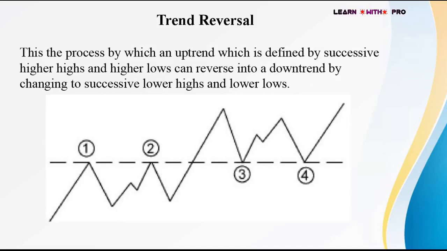Now, what is trend reversal? This is the process by which an upward trend, which is defined by successive higher highs and higher lows, can reverse into a downtrend by changing to successive lower highs and lower lows. I explained more of this in the last class, so if you have not checked it, you can go online on YouTube and check our videos. Everything is stored online on YouTube.